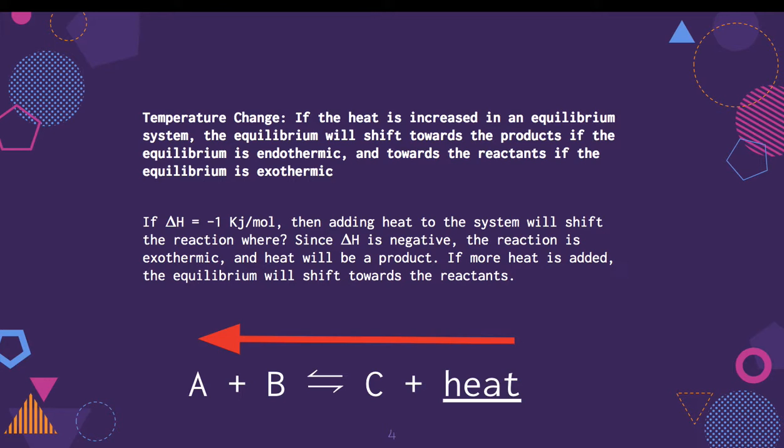So the first problem that you need to solve is this. If delta H is -1 kilojoules per mole, then adding heat to the system will shift the reaction where? The answer is, since delta H is negative, the reaction is exothermic, and heat will be a product in this reaction. And if more heat is added to this reaction, then equilibrium will shift towards the left, to the reactants.